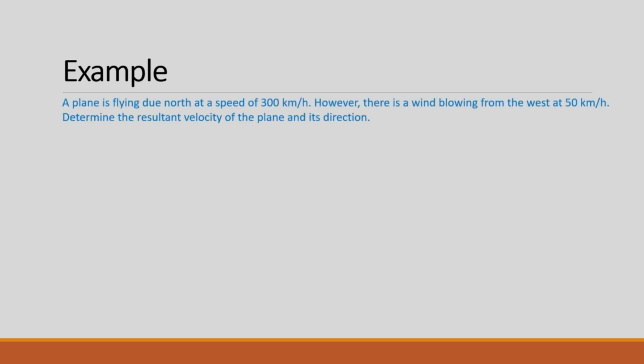Now let's go over an example. A plane is flying due north at a speed of 300 kilometers an hour. However, there is a wind blowing from the west at 50 kilometers an hour. Determine the resultant velocity of the plane and its direction. Let's start by writing down the variables that we know, and we can draw the problem out.